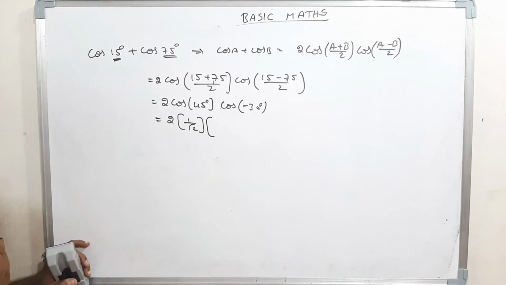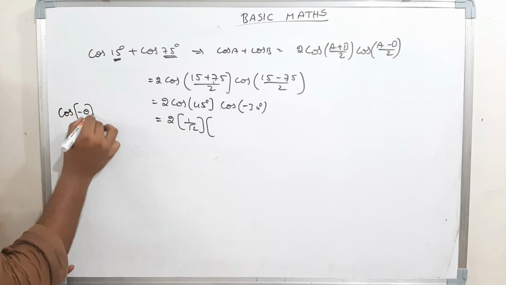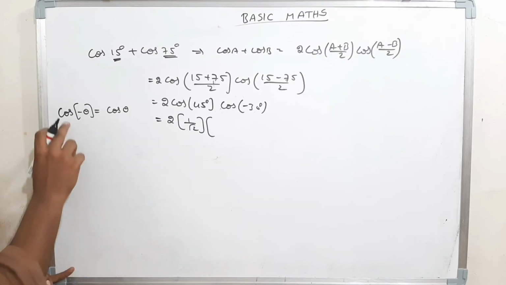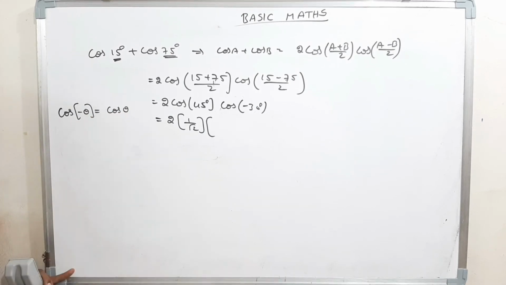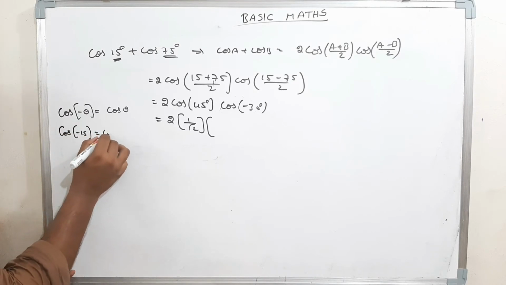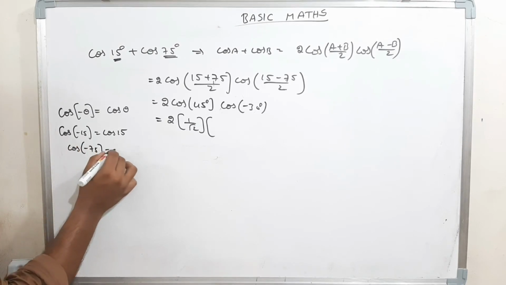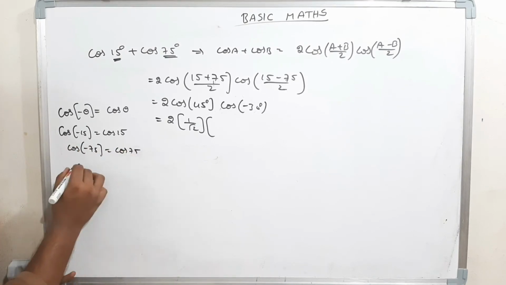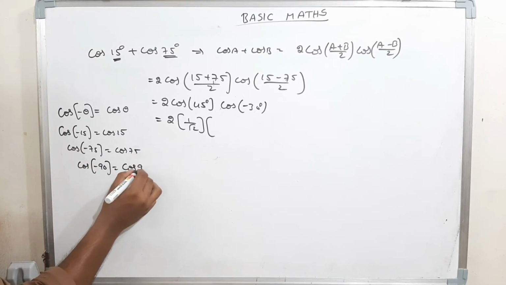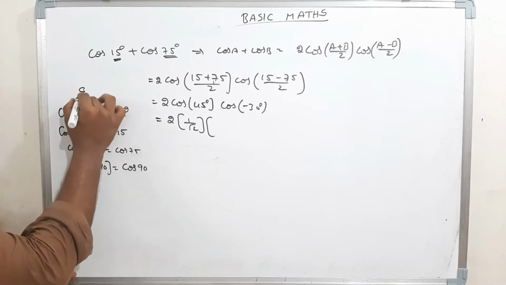Cos of minus 30. Observe carefully a few things. Cos of minus theta is always equal to cos theta. Cos of minus 15 is equal to cos 15. Cos of minus 75 is equal to cos 75. Cos of minus 90 is equal to cos 90. Remember this, because cos is an even function.